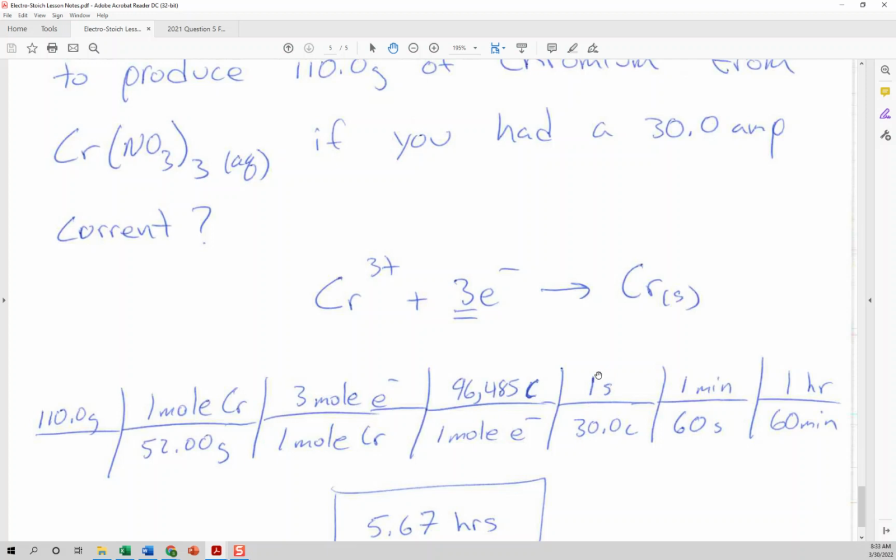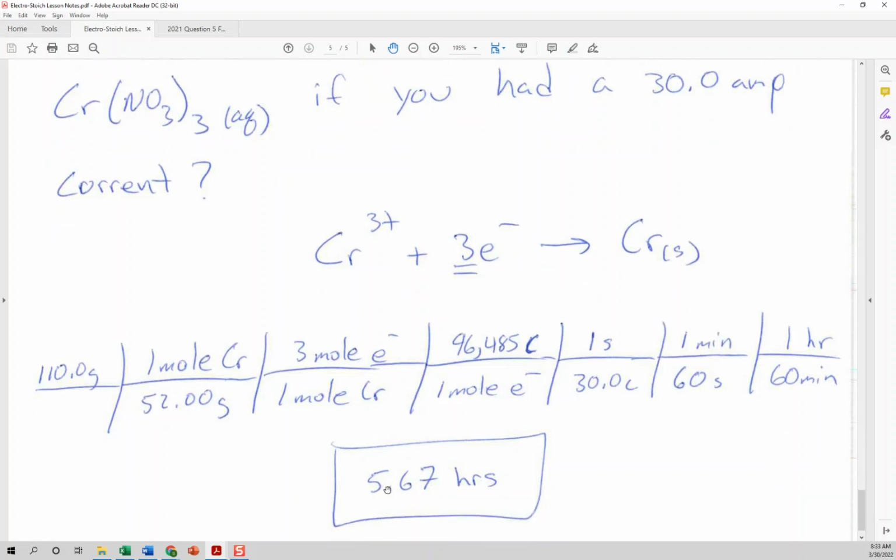And we wanted to know hours, so now seconds to minutes and minutes to hours. If we do all the math, we end up with about 5.67 hours. So if we run our current through the solution, as long as we have enough chromium 3+ ions, and we weren't told to think otherwise, electrons would be our limiting reactant here. If we run that current for 5.67 hours, we should get around 110 grams of chromium produced, right?